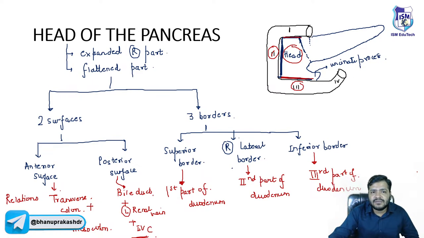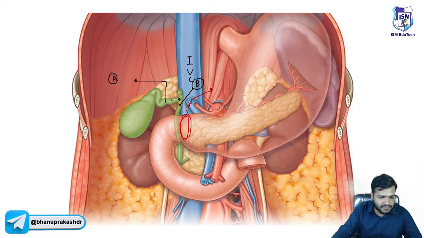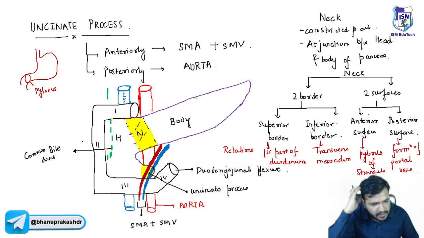So anteriorly, if we just try to look at this particular picture over here, you can very well see beta that anteriorly we have the pylorus of the stomach, which is coming in front of the neck part. Posteriorly we have this formation of the portal vein, that is just forming behind the neck of the pancreas. I hope this particular picture is clear to everyone.